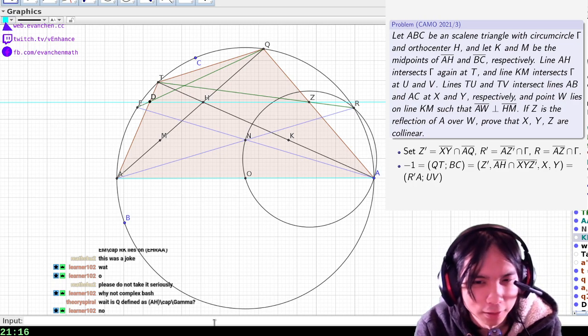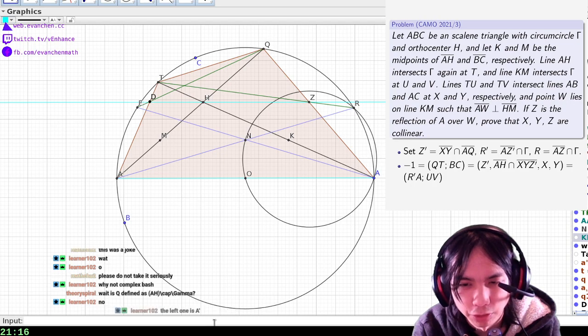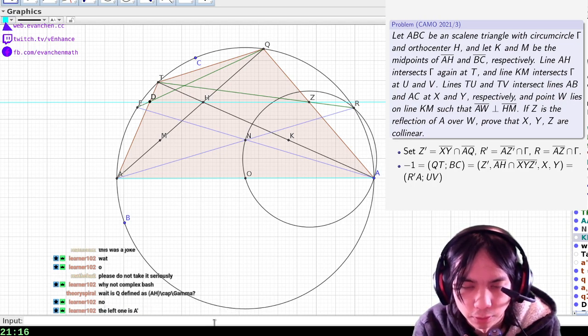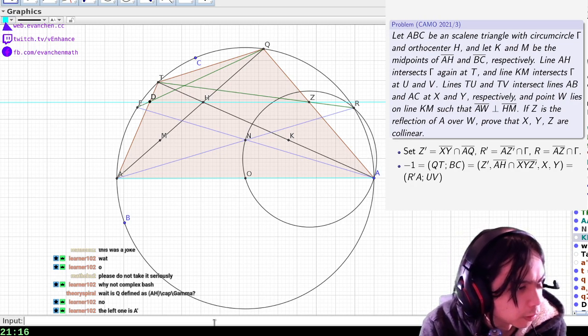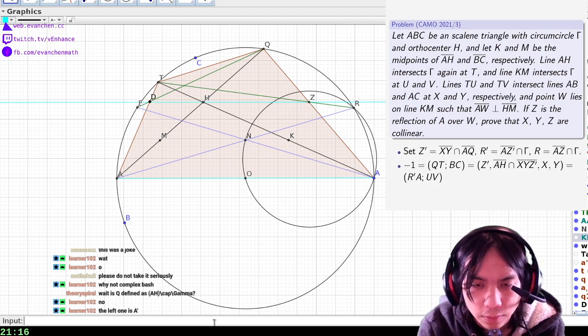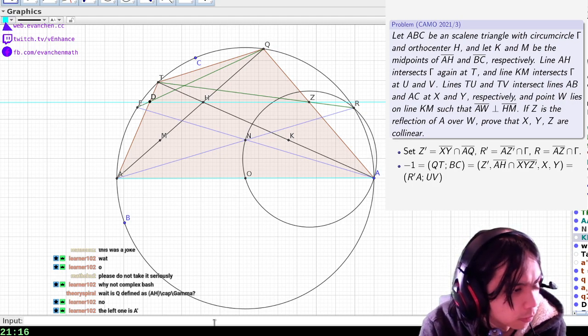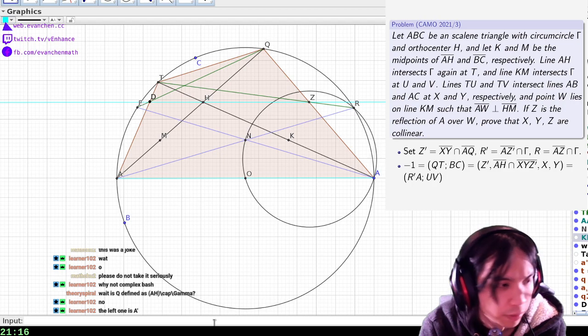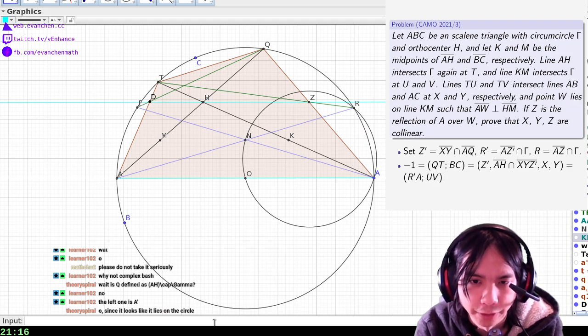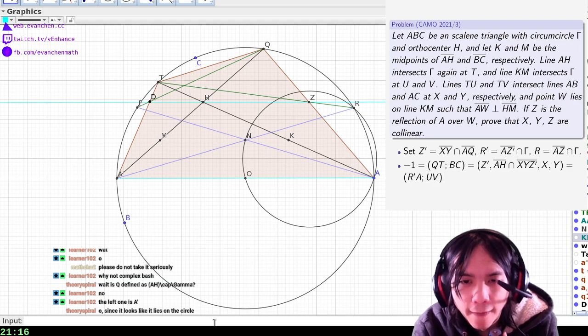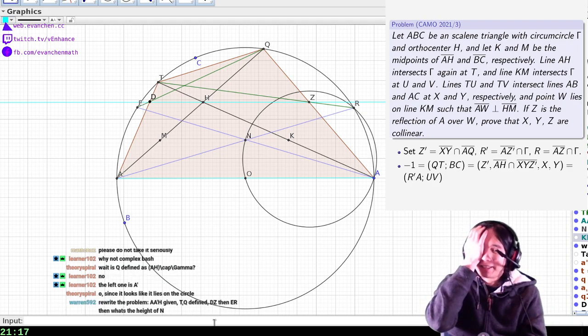Why not complex bash? I told you if I was going to bash this, I'd actually use Cartesian, not complex. Is Q defined on H? Left one is A prime. Basically you start with the red quadrilateral, then draw the two cyan lines and draw everything else. And the claim is that N lies on the H midline, whatever that means.